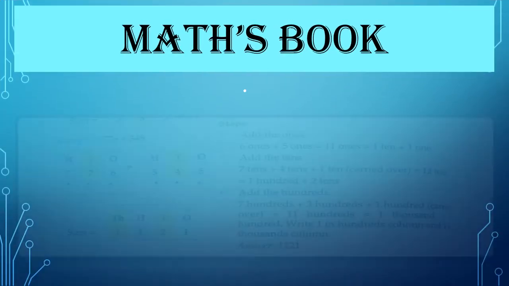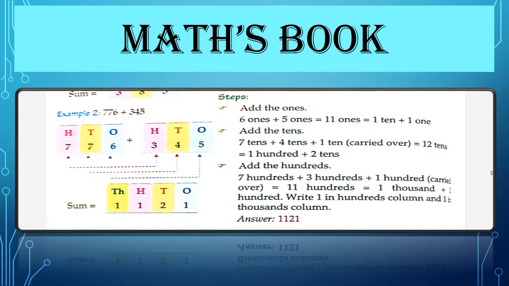In the maths book also, an example is given. You can follow and notice the two numbers which have to be added, and then the first step is to add the ones place numbers. 6 plus 5 gives you 11 ones. That means 10 plus 1. So you leave this 1 here and you will carry forward this 10 to the tens column.